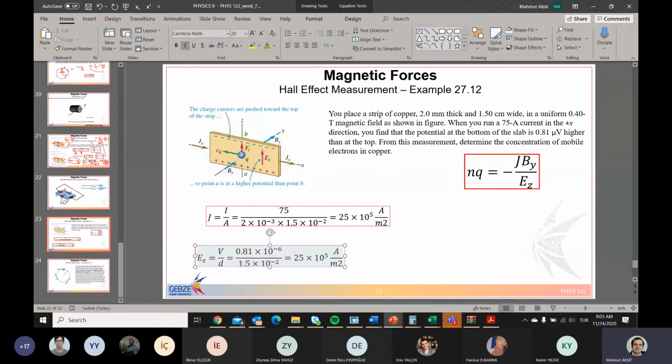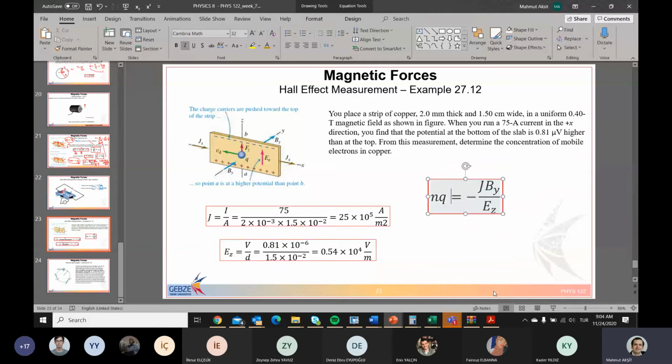So, and this one should be 0.27, 0.54. Right. Yep. 0.54 times 10 to the 4 volt per meter. Okay. That's the E field value.